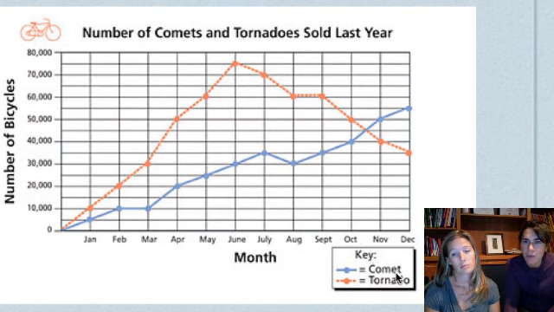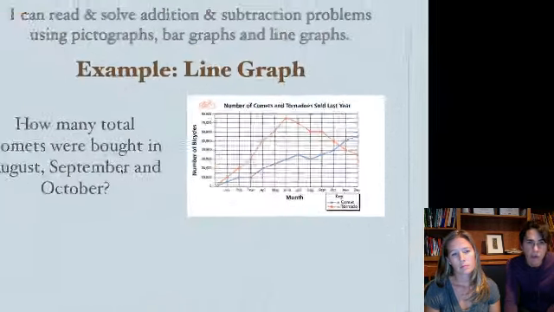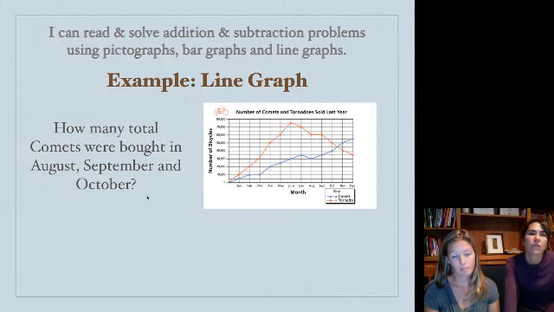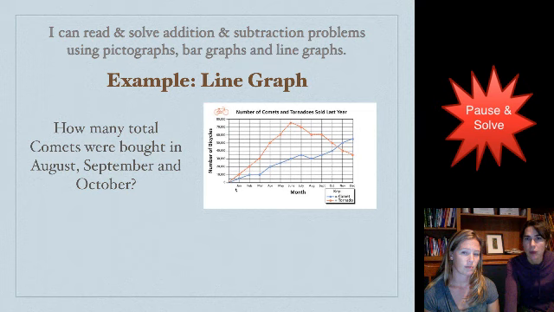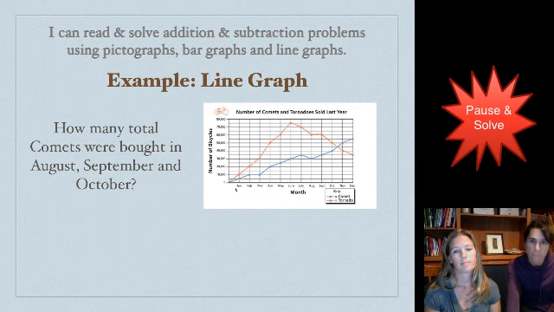And for comet, we only have to focus on this blue line. We don't have to worry about tornadoes right now. So I'm not going to worry about the orange lines right now. So looking back again, how many total, ooh, that's different. We haven't heard that word yet. Were bought in August, September, and October. So I want you to think about what kind of problem you're going to do here, try to work it out, and then we'll share the answer in just a moment again.